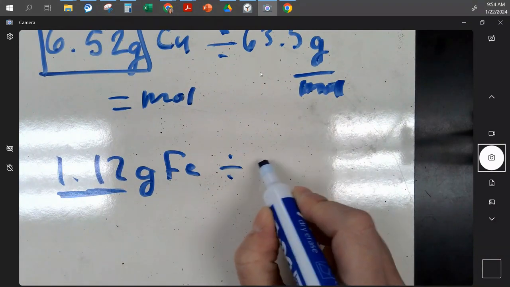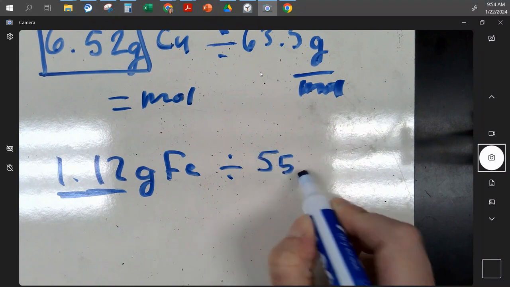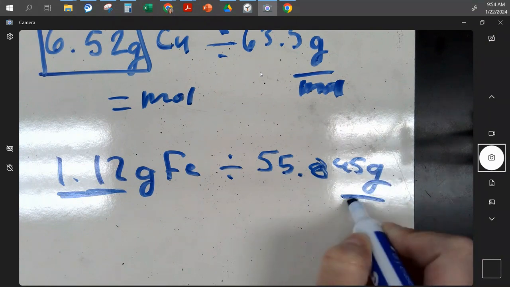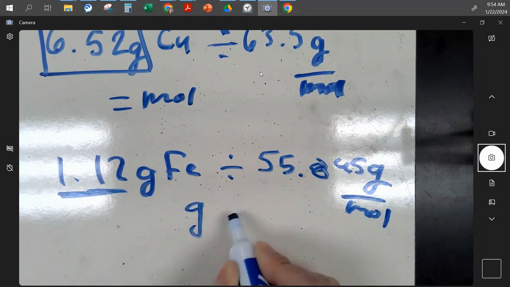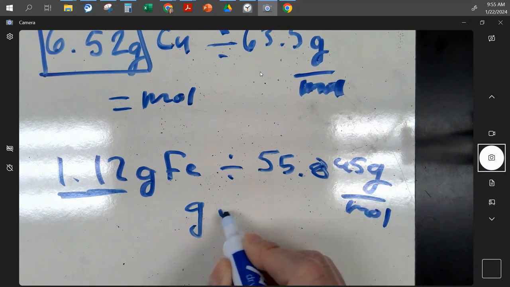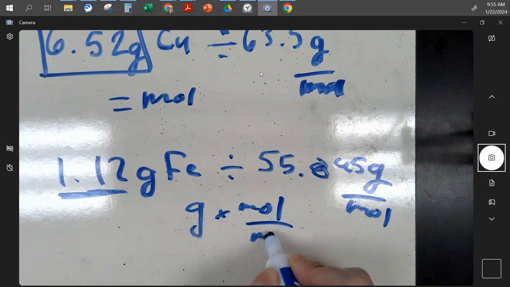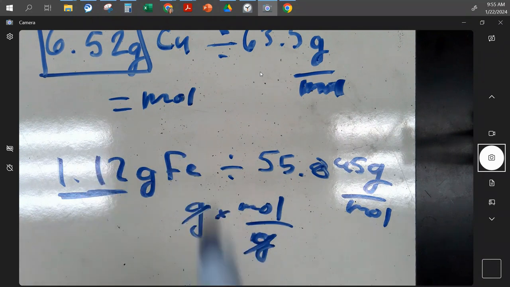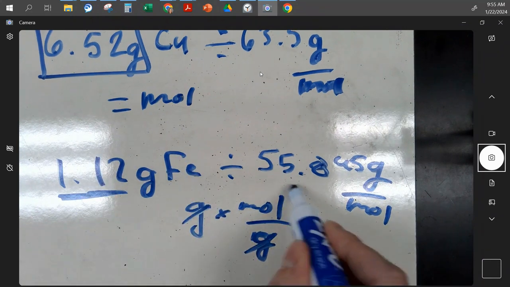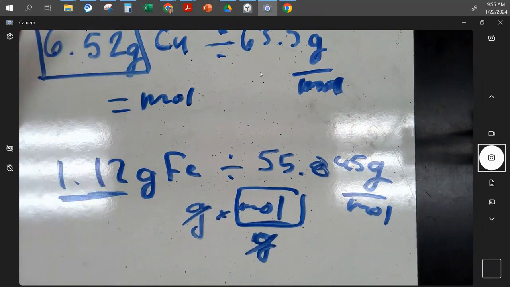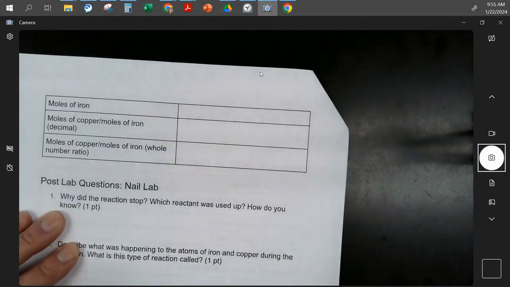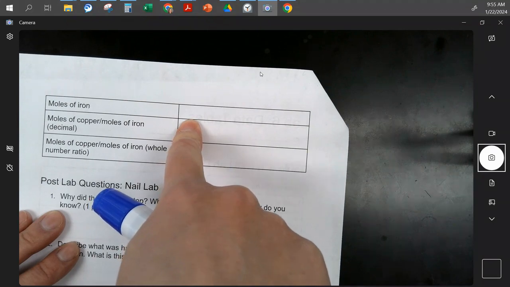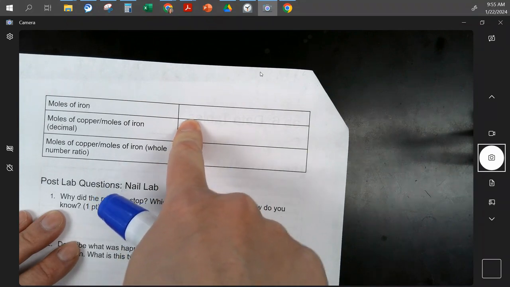I think it says 55.845, and that's always grams per mole. So remember, if we have grams divided by grams per mole, grams cancels and we end up with moles. So grams divided by molar mass gives us moles. That's how you're going to find this box: the mass of iron you used divided by molar mass gives you the moles of iron.